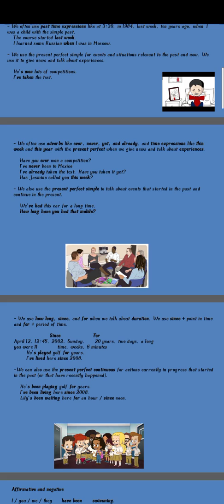But since we use point in time, the start point for something, we can also use the present perfect continuous for actions currently in progress that started in the past. And for example, when I say he's been playing golf for years, he's still playing golf. He started playing golf. So when I put the two tenses together, I can say he has been playing golf for years. I have been living here since 2008. Lily's been waiting here for an hour or since noon. So she's still waiting, and she started waiting an hour ago.